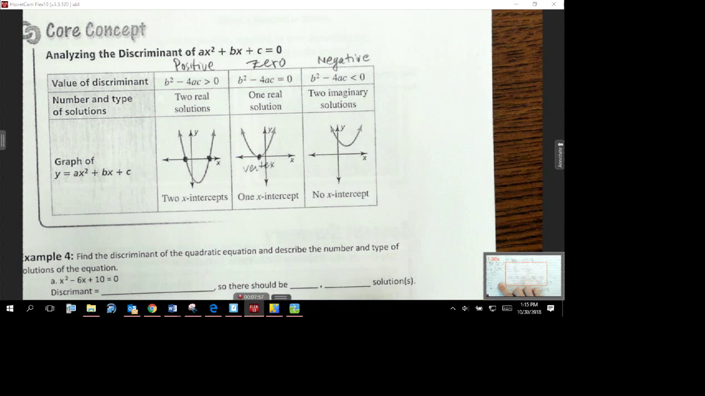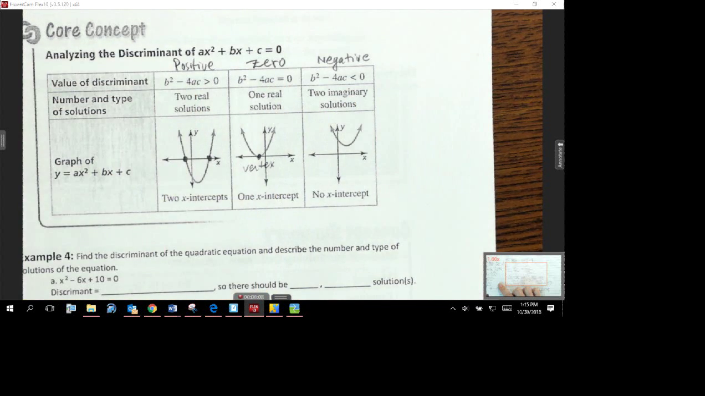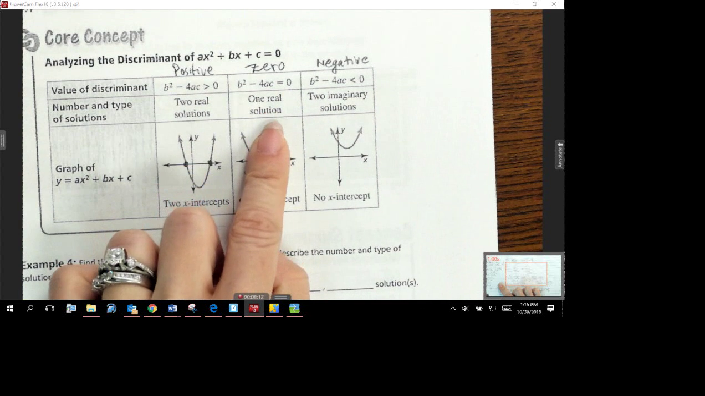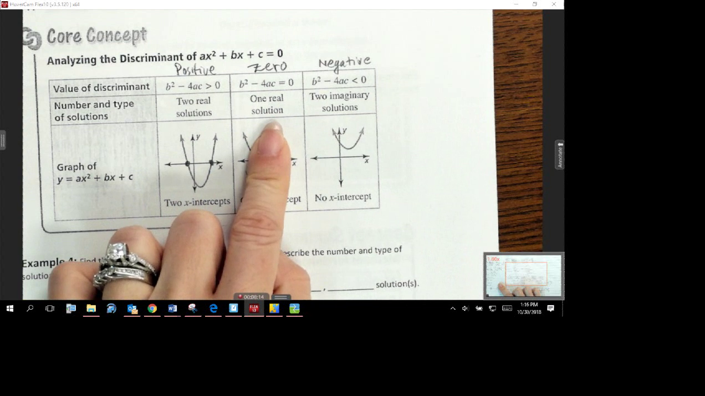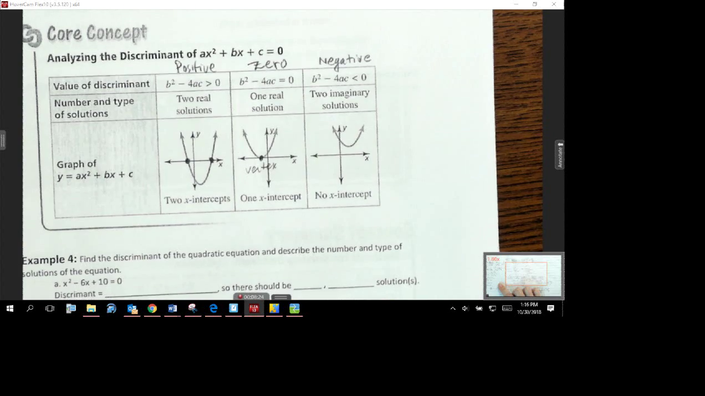Is there a case where we have 1 negative? Not negative. 1 imaginary solution. Do we have a 1 imaginary? No. The only way we can have 1 answer is if that number is 0. We either have 2 or 2, or right in the middle 1. 2 positive, 2 negatives, 2 imaginaries, or just 1 in the middle. You cannot have 1 of any of the other kind.